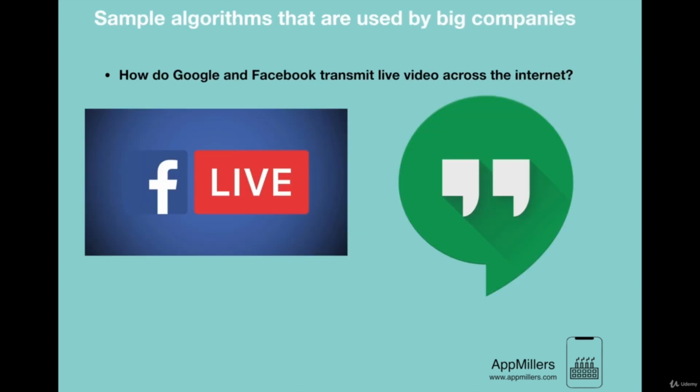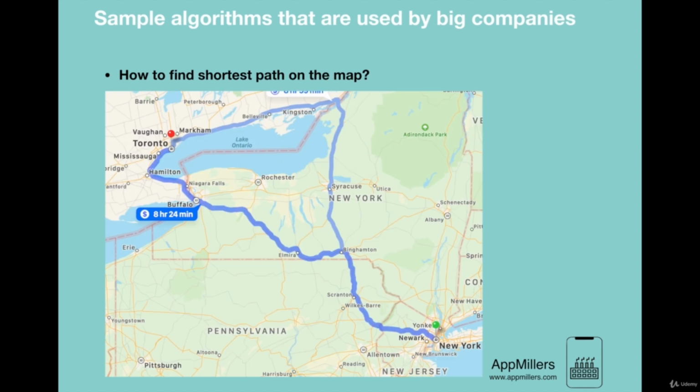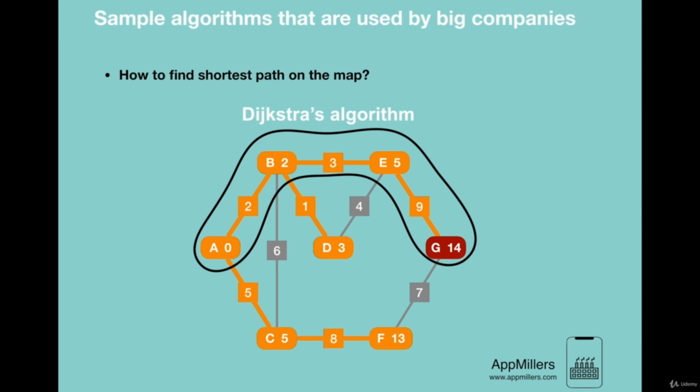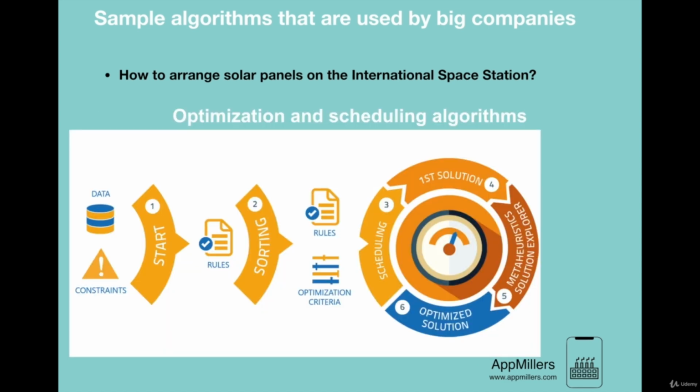You might be interested in how Google and Facebook transmit live video across the internet. The answer is they are using audio and video compression algorithms to transmit live videos. Or you might be interested in which algorithm is used to find the shortest path on the map. These are graph algorithms that are used in Google, Apple, and Microsoft's maps to find the shortest path between two locations. Algorithms are used in space exploration as well. Optimization and scheduling algorithms are used by NASA to arrange solar panels on the International Space Station.